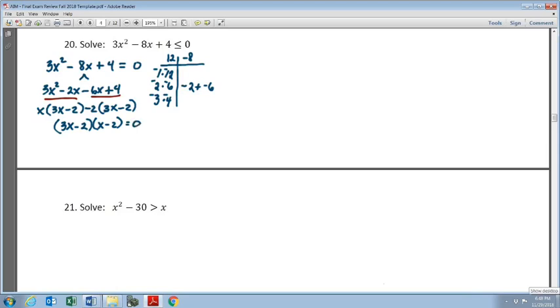Remember, we want to know when that equals 0. Let's go ahead and set 3x minus 2 equal to 0. We'll need to add 2 to both sides to get 3x equals 2, and when we divide by 3, we're going to get 2/3. On the other factor, we can see that we're going to get 2.